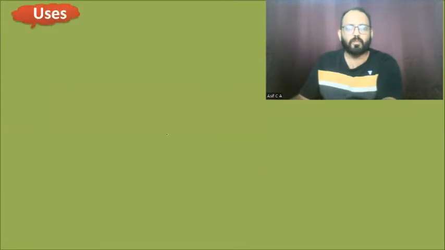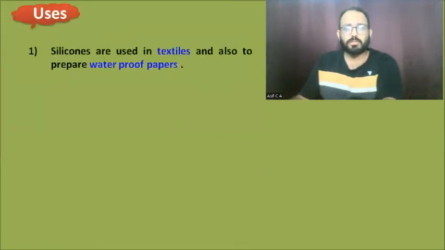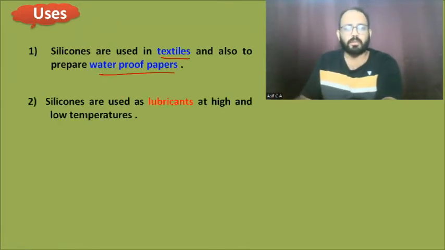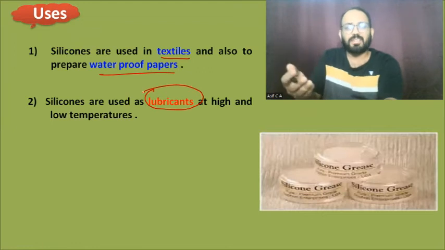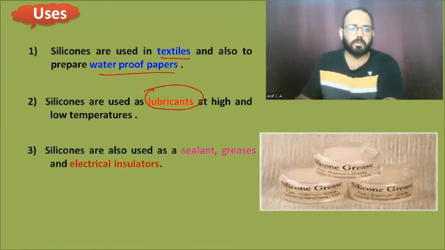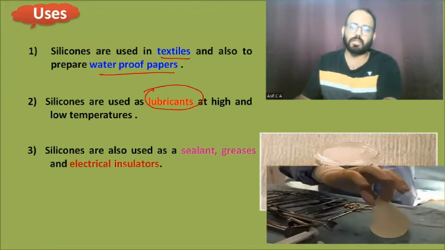Now we can check what are the uses of this silicone. It is used in textiles. It is used to prepare waterproof papers. Silicone is used as a lubricant. High temperature, low temperature lubricant use பண்ணிக்கலாம். Grease prepare பண்றதுக்கு நம்ம யூஸ் பண்ணிக்கலாம். Silicones are used as sealants, greases, and electrical insulators.